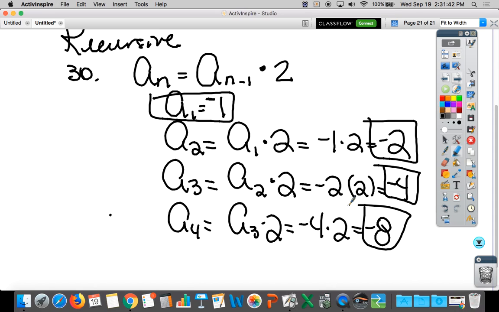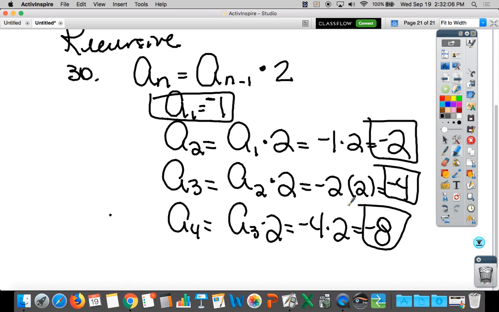Use the one before it. You can't just put in the 10th term. If they want you to find the 10th term, more than likely you're going to have to work them all out by using the one before. Does that make sense? In every one of these, you have to tell me the first term. Otherwise, I don't know where to begin.